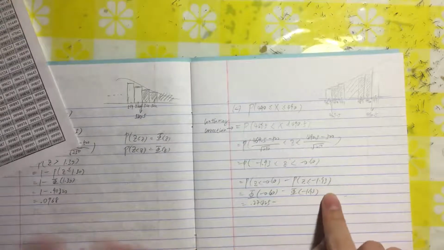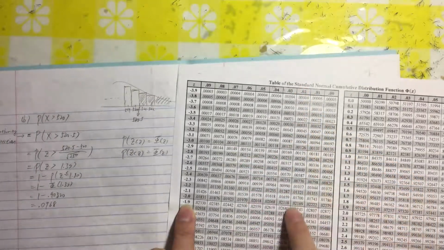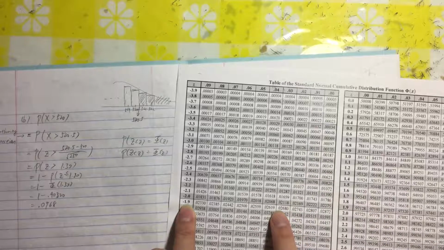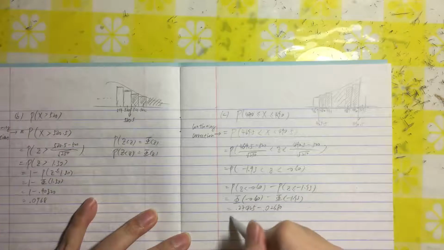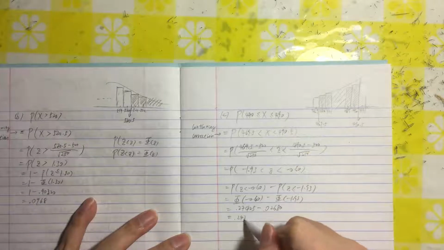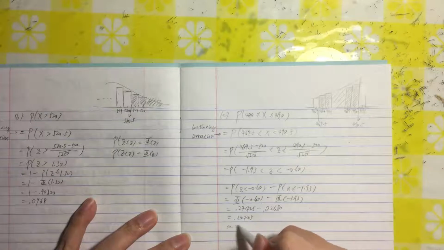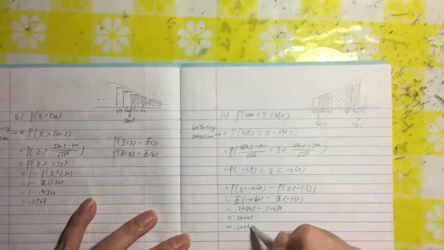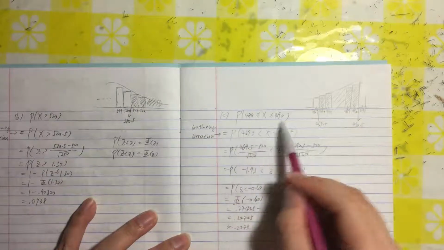Phi of negative 1.93. Negative 1.93 is here. That's 0.02680. Then I use my calculator. The answer is 0.24745. In general, we want the answer to 4 decimal places. That's 0.2475. That's the probability that the number of obtained heads is between 470 and 490 inclusive.